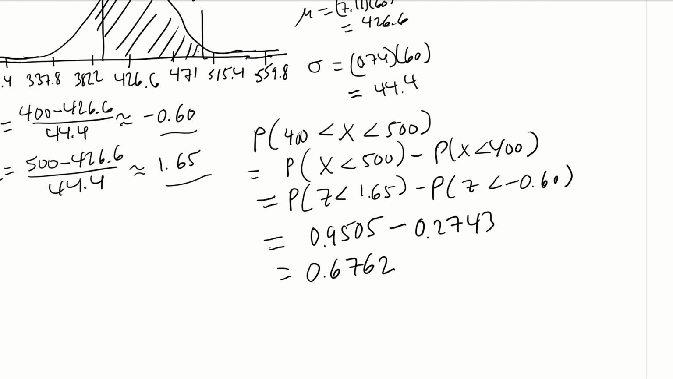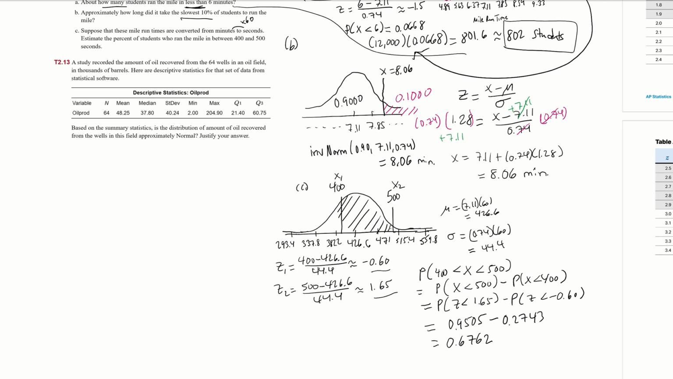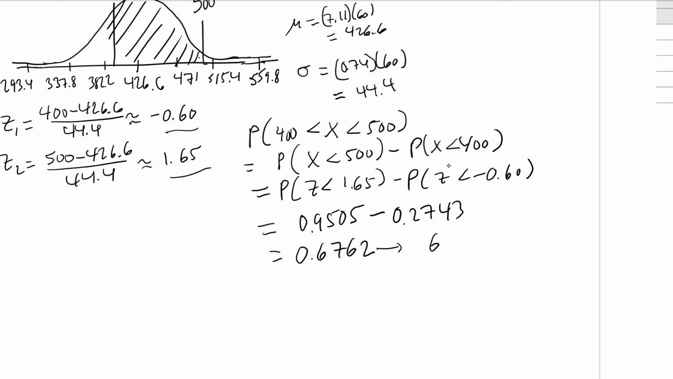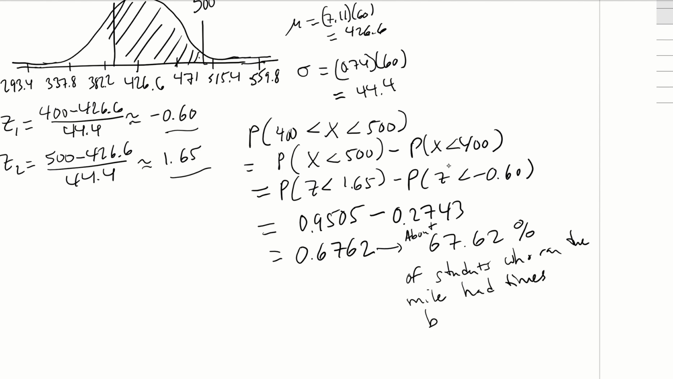Okay, it says estimate the percent of students, so this is in percent. So we get 67.62%. All right, so about 67.62% of students who ran the mile had times between 400 and 500 seconds.